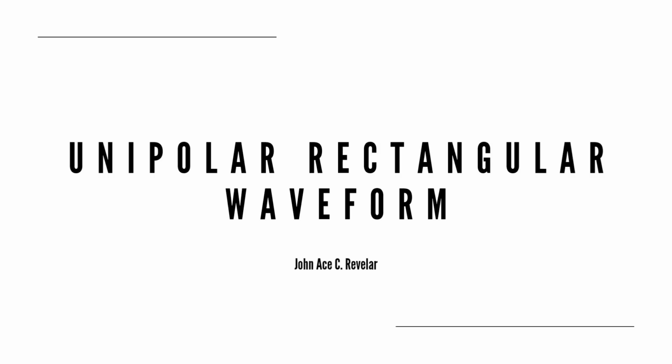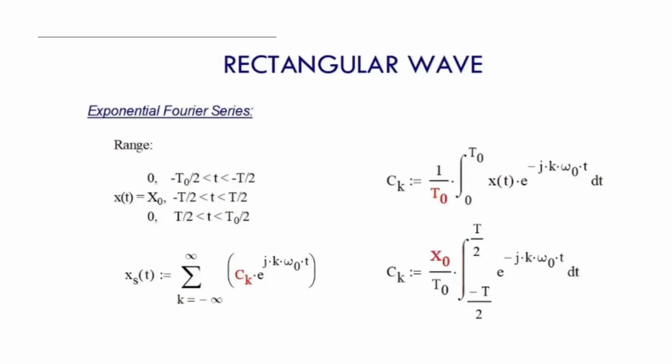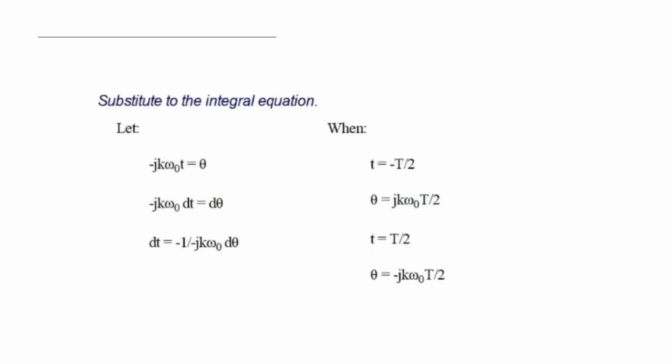Good day, everyone. Now we will start with the derivation of the unipolar rectangular wave, starting with the exponential Fourier series. Given this range, we are going to use the general formula for the exponential Fourier series, wherein we will now substitute the important values used in deriving the rectangular wave. And based on the range presented earlier, it ranges from -T/2 to T/2.